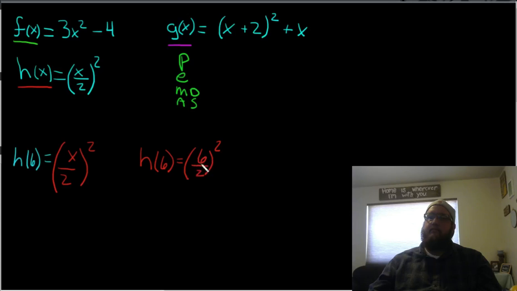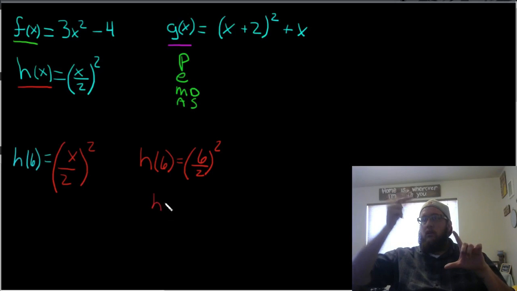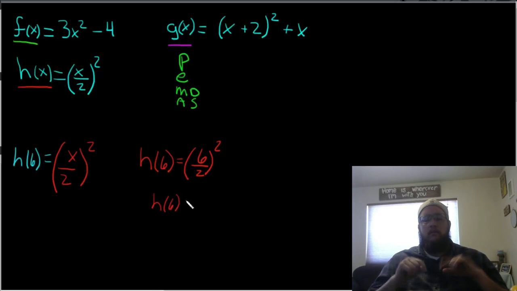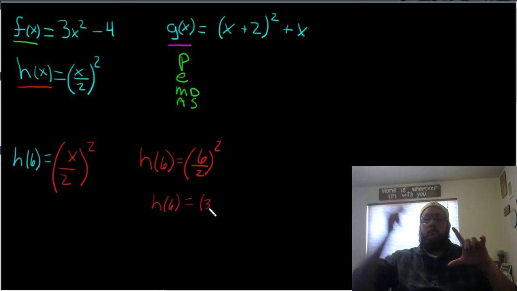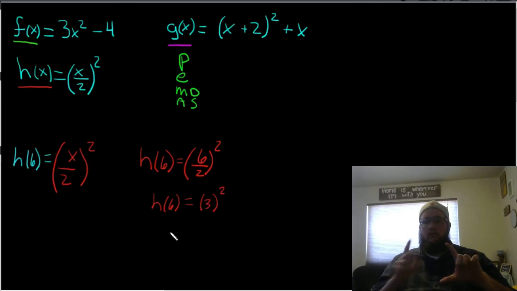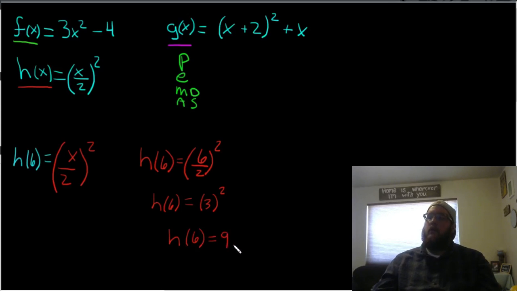We're going to address the inside of our parentheses first. You don't want to square 6 squared here. You don't want to do that. 6 divided by 2 is 3. So h of 6 equals 3 squared. Now we can square it. H evaluated at 6, or h of 6, is 9. Alright, you can go ahead and pause it here. I'm going to erase this and do another example.